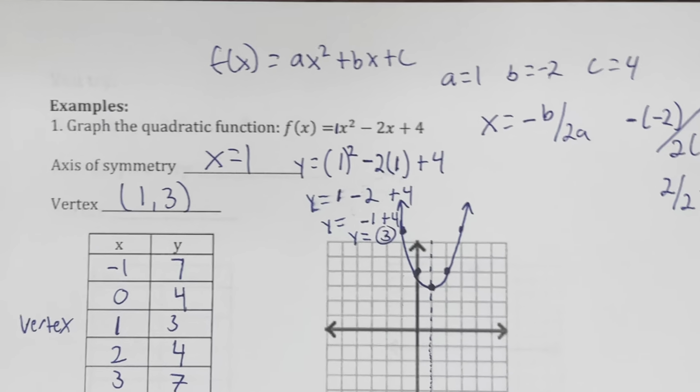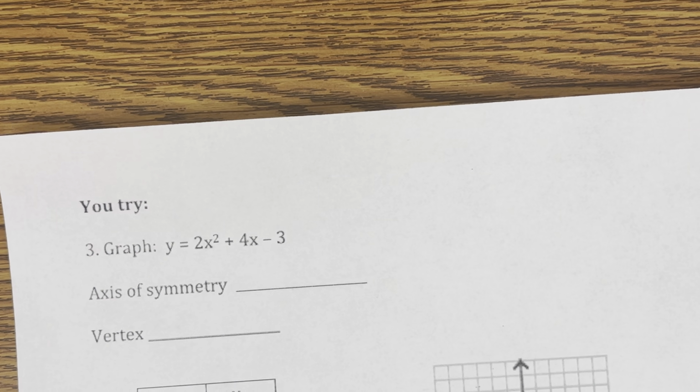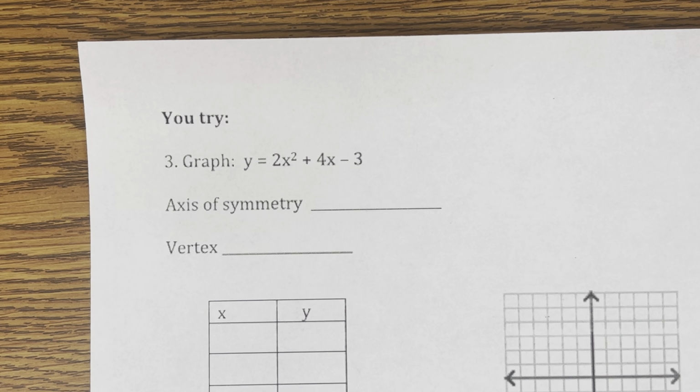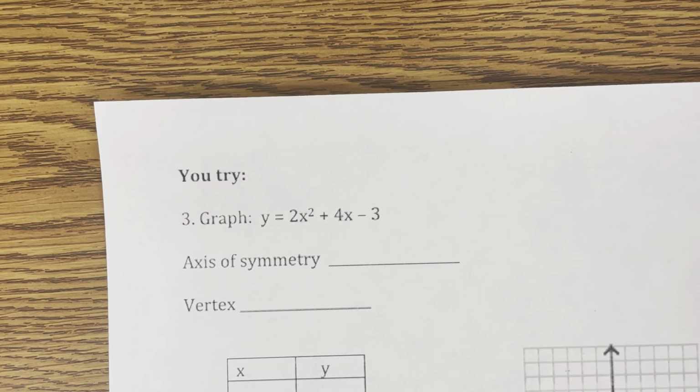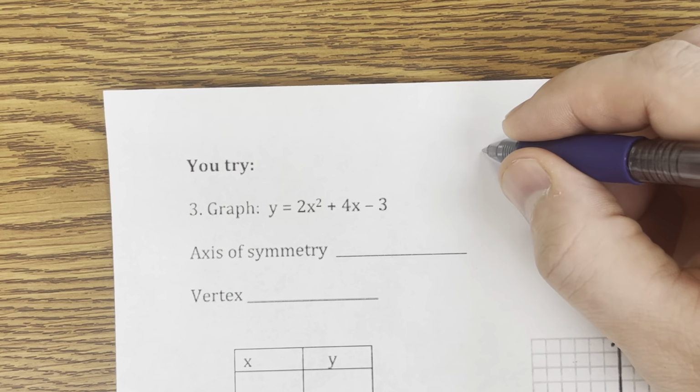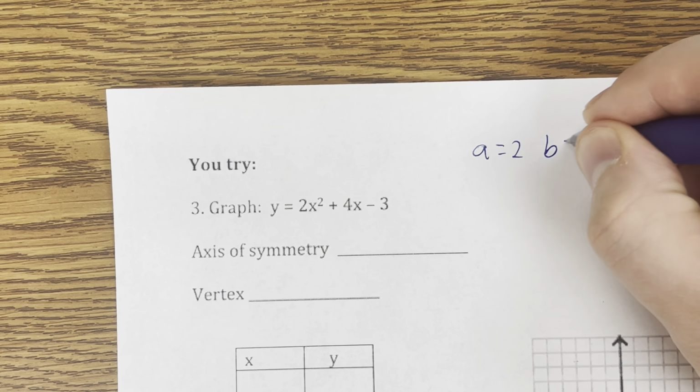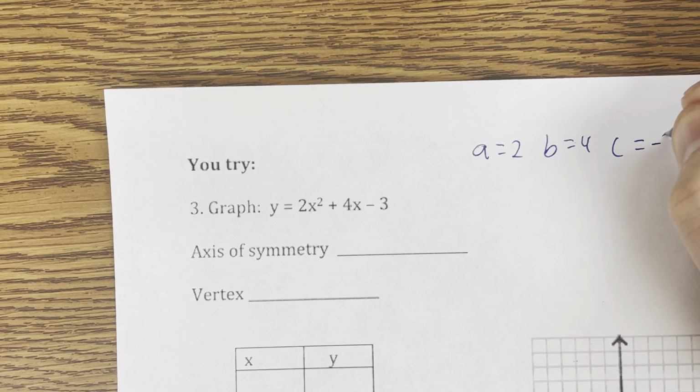All right, there's 2 U tries here. Actually, just 1. So go ahead and hit pause and give this one a try. Then come back and check your work. All right, hopefully you had some success. So first step, label A, B, and C. A is equal to 2. B is 4, C is -3.